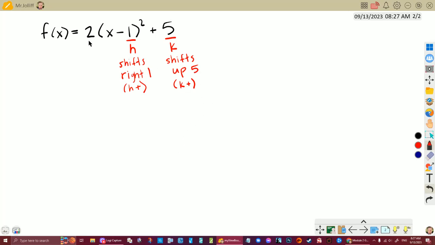The last thing we look at is whether there's been a reflection and a dilation. And both of those are controlled by A. Since A is positive, there's no negative in front. This is a happy face parabola, and it has not been reflected. So this guy opens up. So opens up means happy face. And because there is a number that is bigger than 1 in front, we know that this is going to be a narrower parabola.